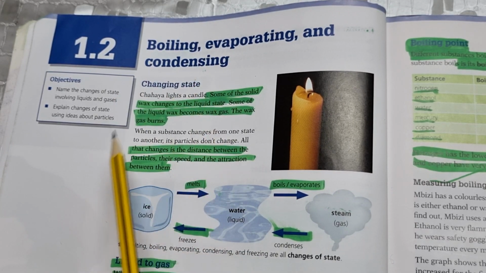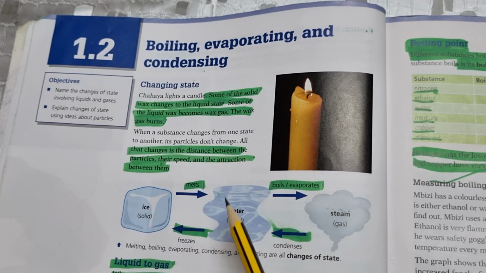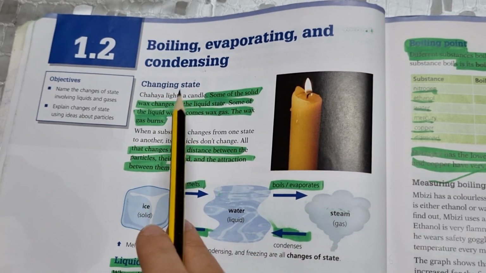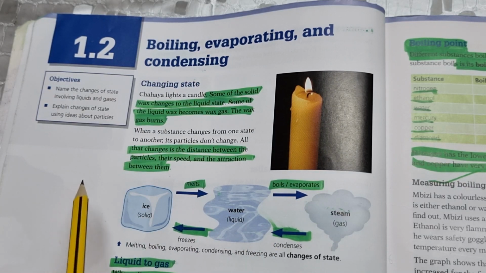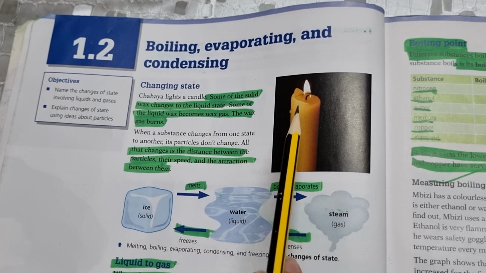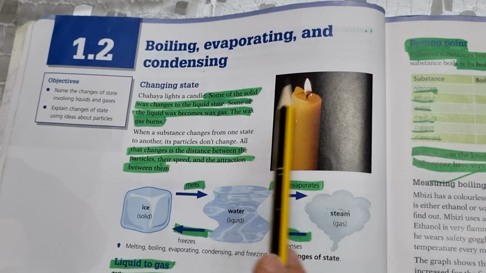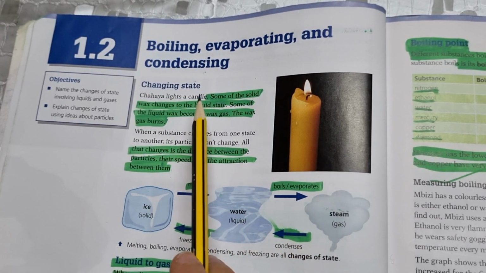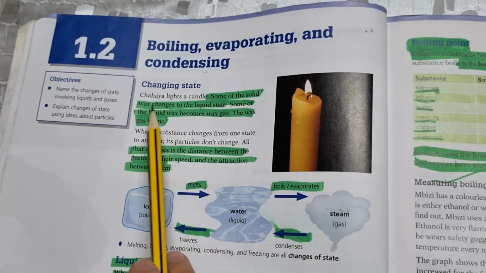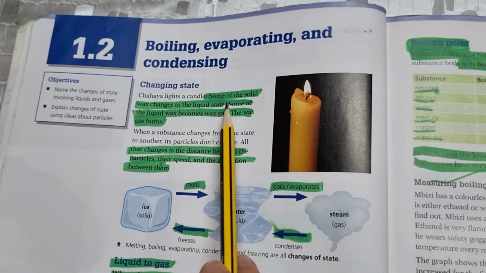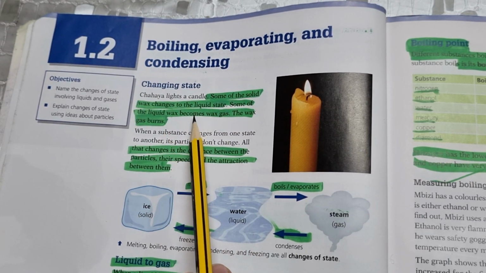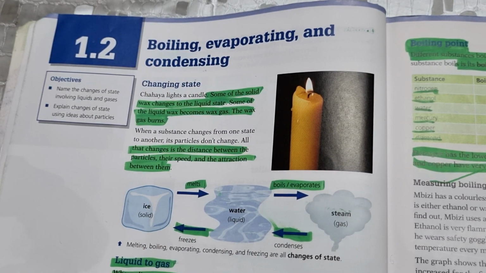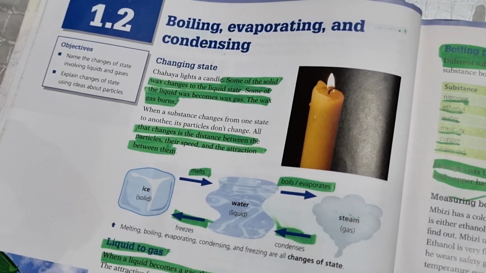In the previous lesson, we learned about three states: liquid, gas, and solid. Today we will look at changing these states. We have a candle. If the candle melts, it becomes liquid wax, and from the liquid wax we also get wax gas. So some of the solid wax changes to the liquid state, and some of the liquid wax becomes wax gas. The wax gas burns. So we know that the gas burns, okay?